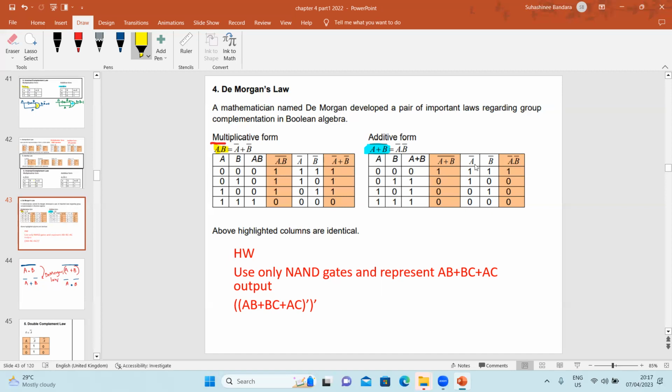The final one, we are going to multiply the A bar column and the B bar column. When both columns are multiplied, you will get 1 into 1, 1. 1 into 0, 0. 0 into 1, 0. 0 into 0, 0. So finally, just look at both the columns. These columns are identical, and these two columns are also identical. So the highlighted columns are identical.